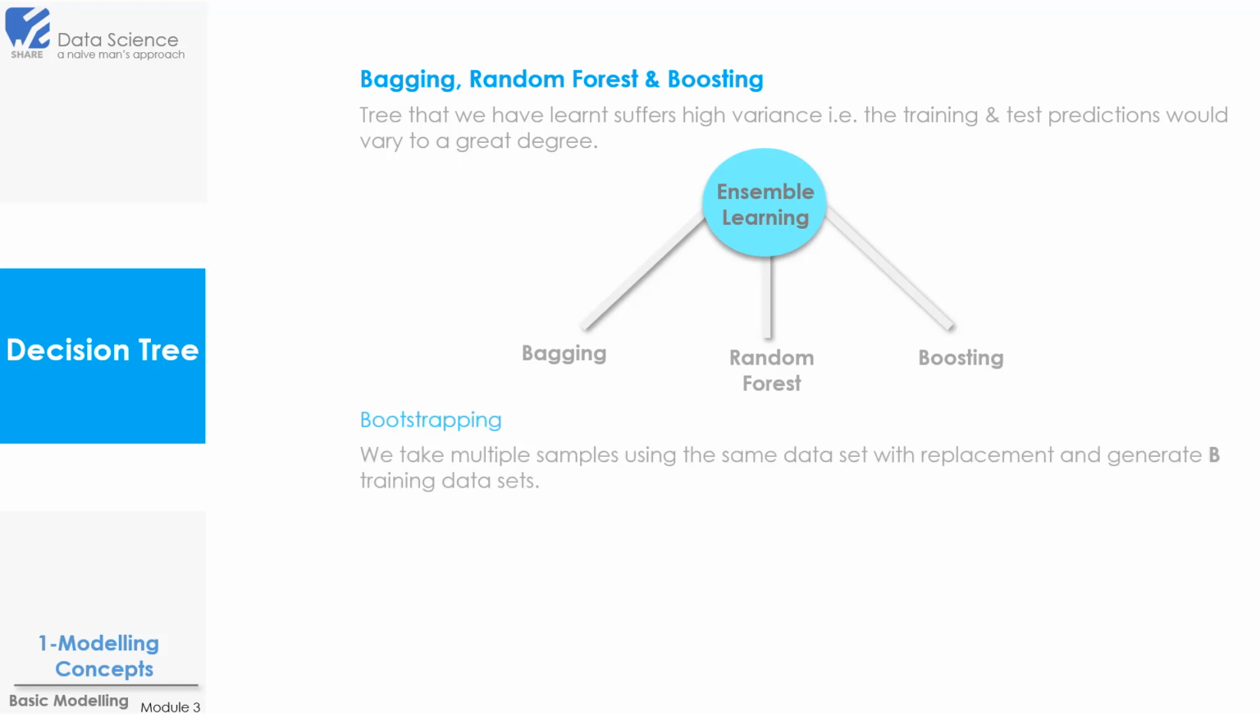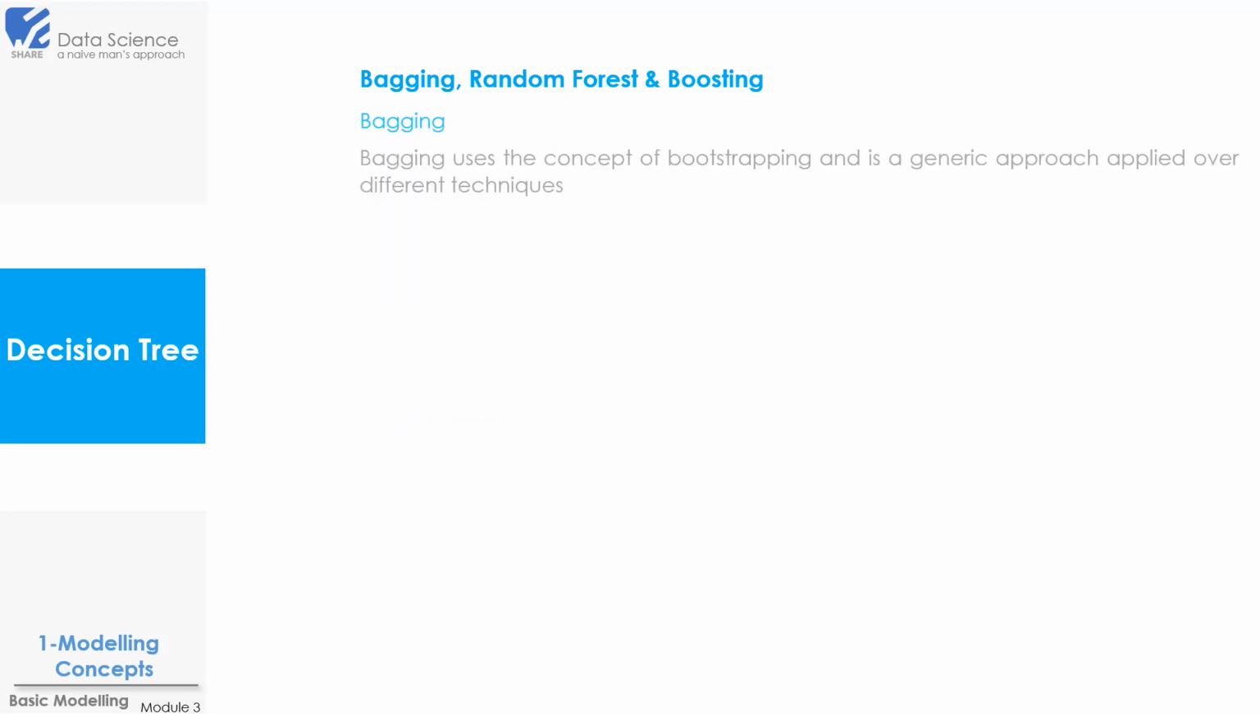But before we learn about these methods, we need to understand a concept called bootstrapping. Bootstrapping is a resampling method in which we take multiple samples using the same data with replacement and then generate B training datasets. So instead of collecting different samples, we generate multiple samples from a single sample. This process is called bootstrapping. Now bootstrapping is a generic method and it can be applied anywhere. Now the first concept is bagging. Bagging uses the concept of bootstrapping and it is also a generic approach applied over different techniques.